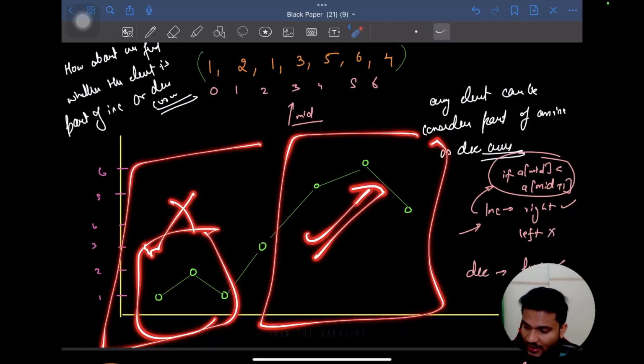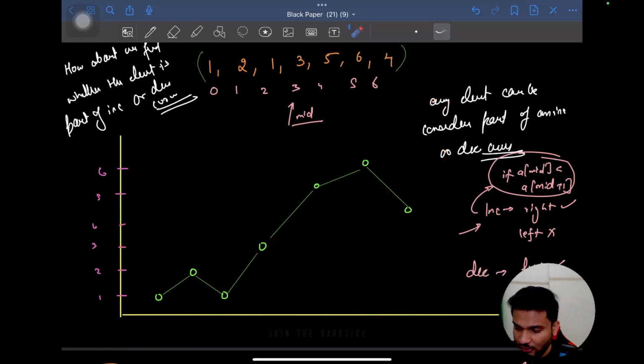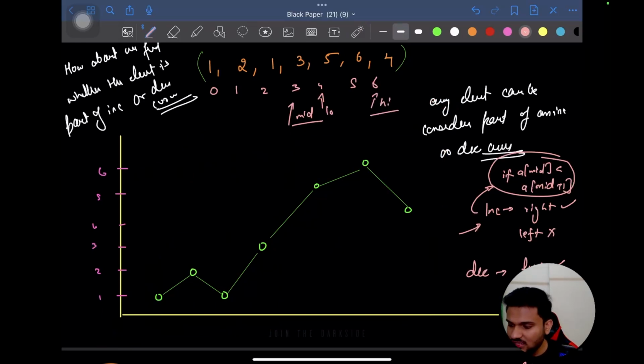See, we are able to divide our search space into 2 halves where we know that in one half there can never be the answer, but in the other half there definitely will be the answer. So we are going to eliminate the left side and go to the right side. If you go to the right side, this becomes low and this is your high.